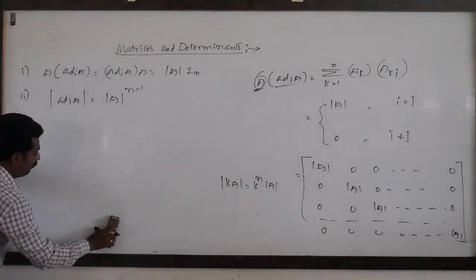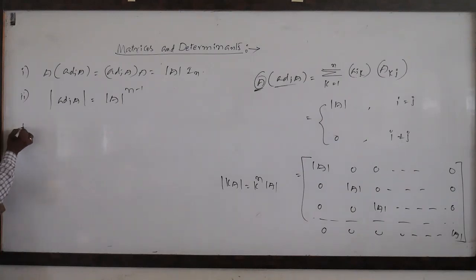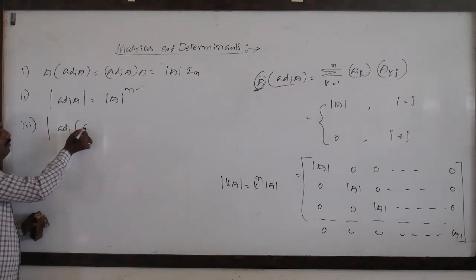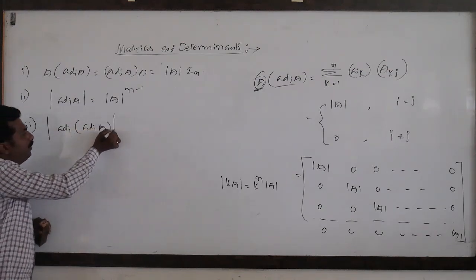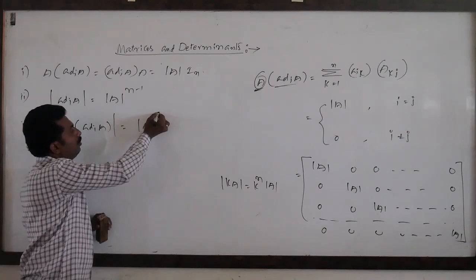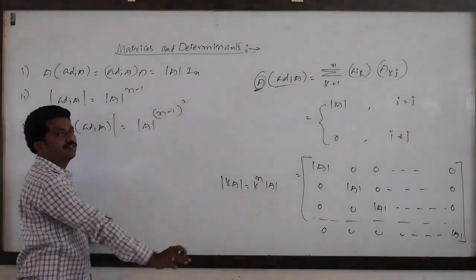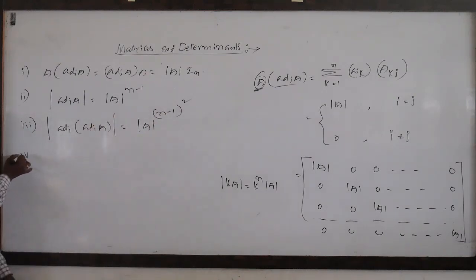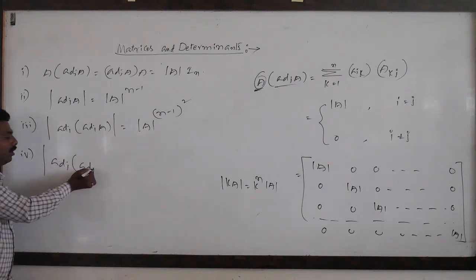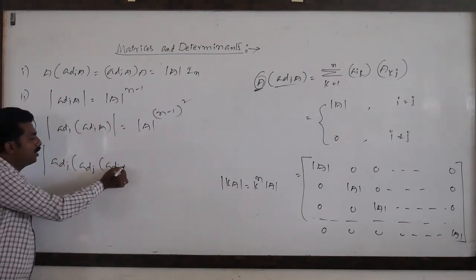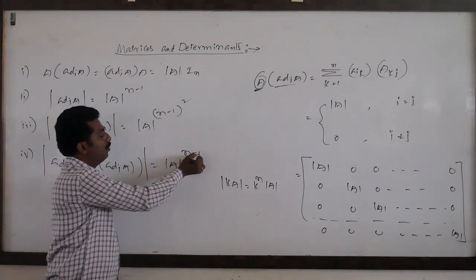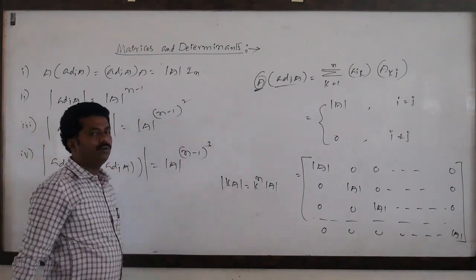Similarly, another concept: determinant of adjoint of adjoint of A is det A whole power n minus 1, whole square. Two adjoints give n minus 1 whole square. Suppose three adjoints are there, then it is det A whole power n minus 1 whole cube.